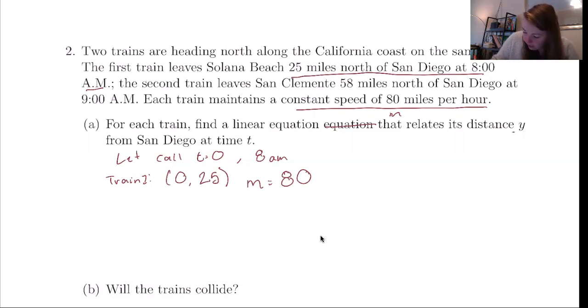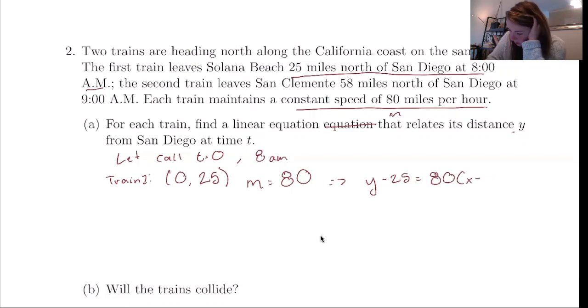So with that, I can use point slope form, right? So y minus 25 equals 80 times x minus 0. So let's call it 80x, right? Because it's supposed to be x minus 0, but we're just saving ourselves some time by rewriting it.